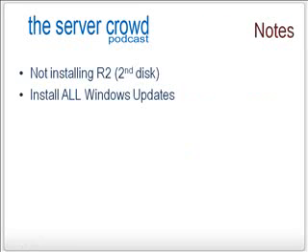Now let's go over some side notes. We're not going to be installing R2, which is the second disk, and you're going to need to run Windows Update and install all of the updates on the machine after we finish this lab. That's just to make sure that the system is pure and clean and is going to be compatible with all of the future things that we're going to do with it.